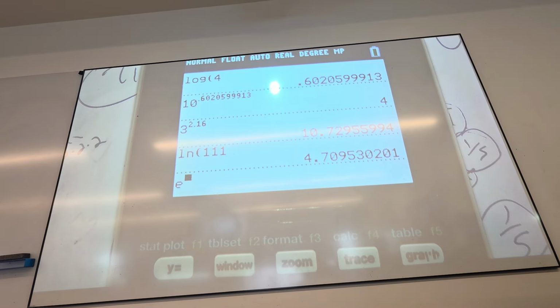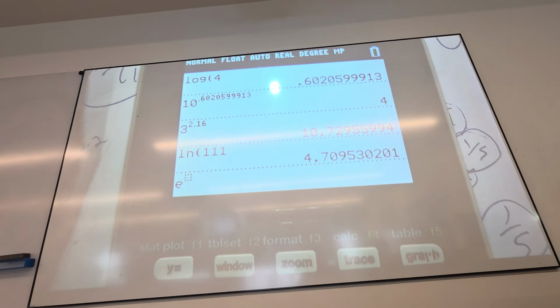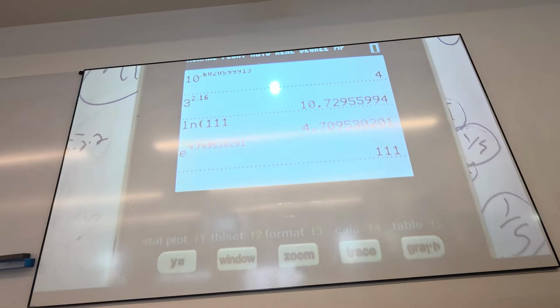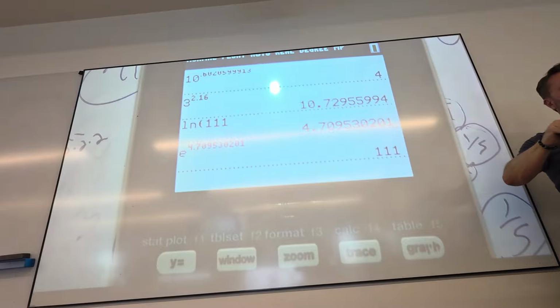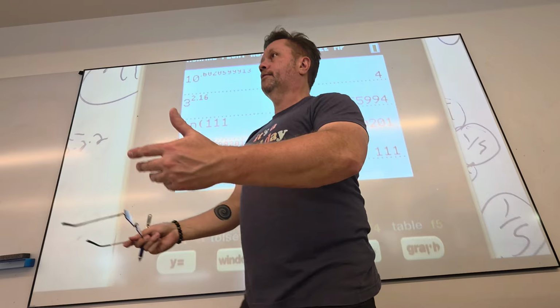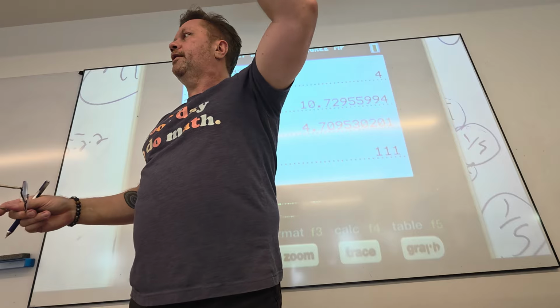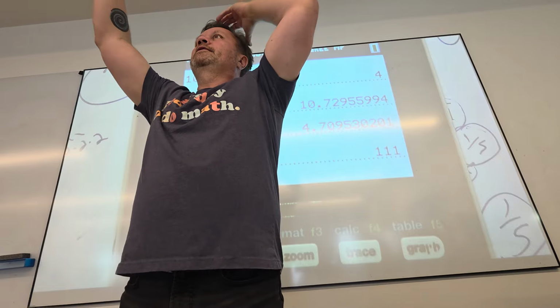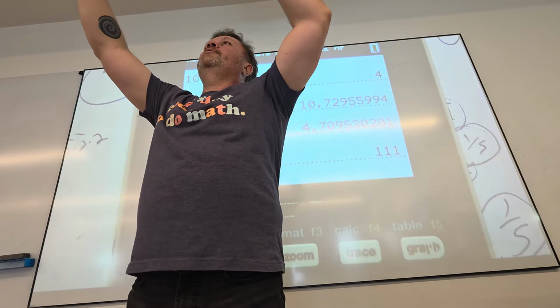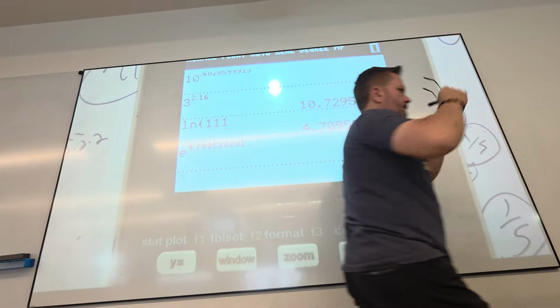So if I raise E to the 4.709530201, there, right? Okay. So you want to make sure you can interpret what you just got. It's not just numbers doing stuff. They're numbers specifically that do something specific. In this case, that 4.7 number makes E become 111 if I put it as a power.